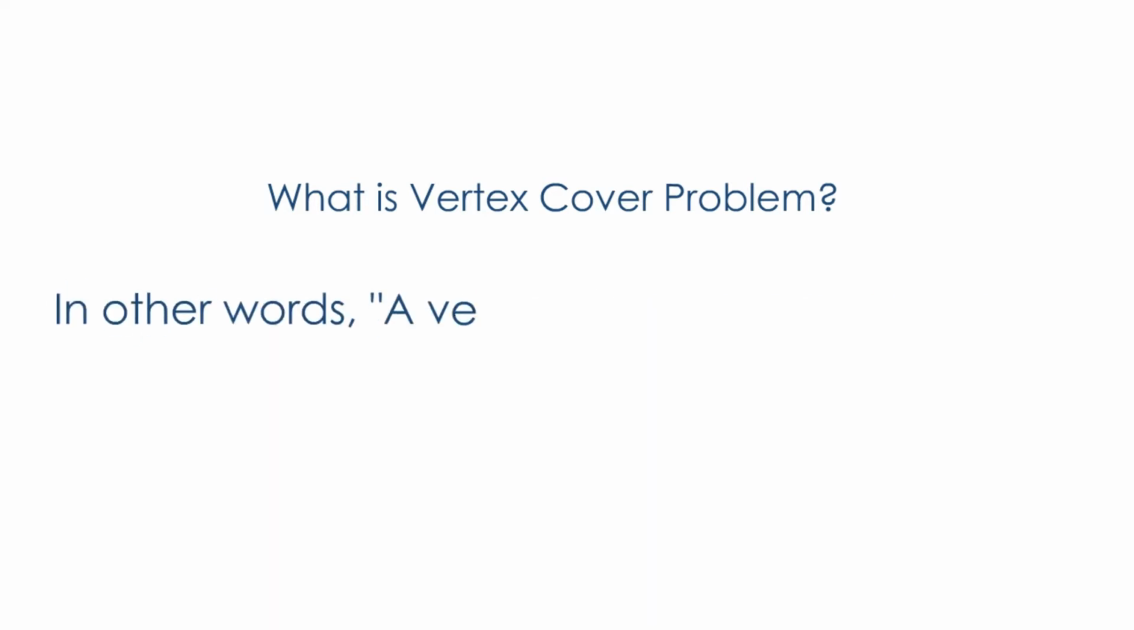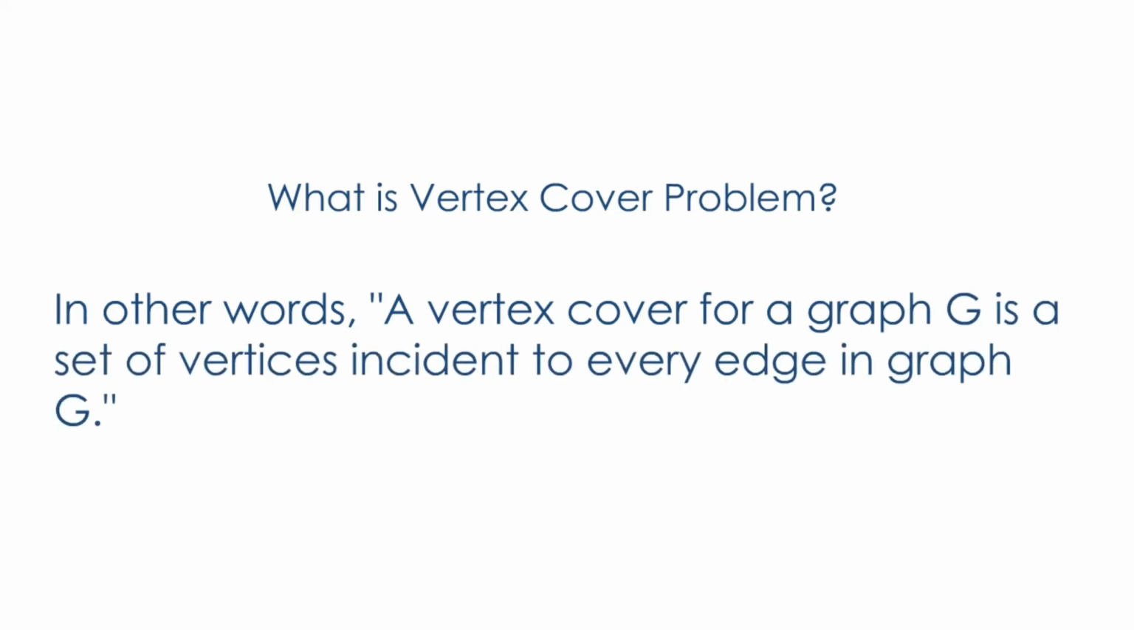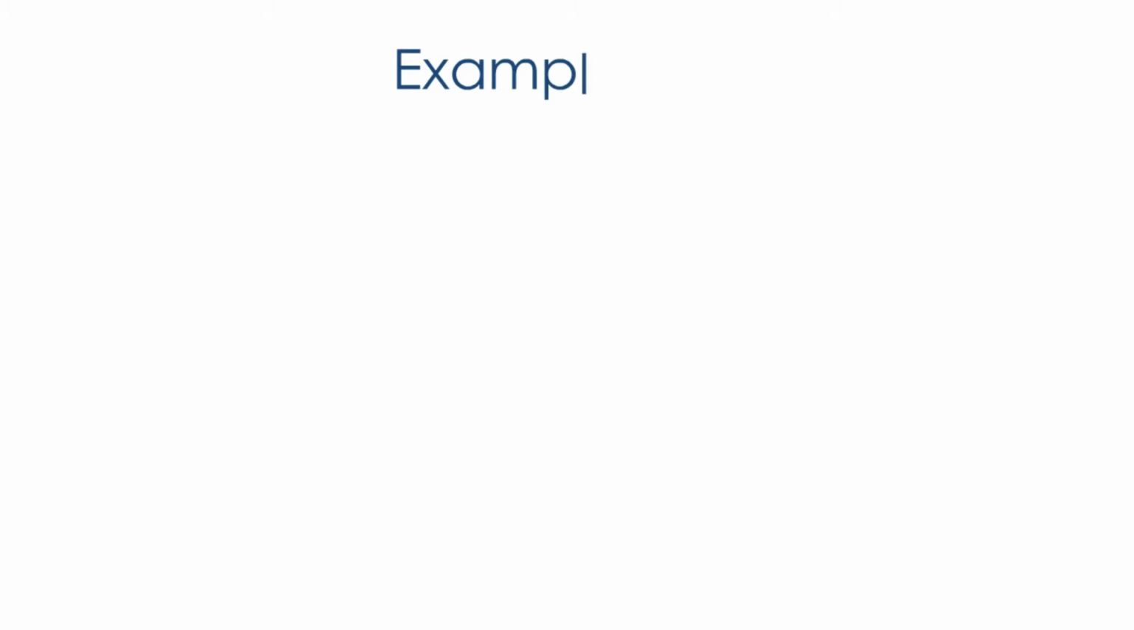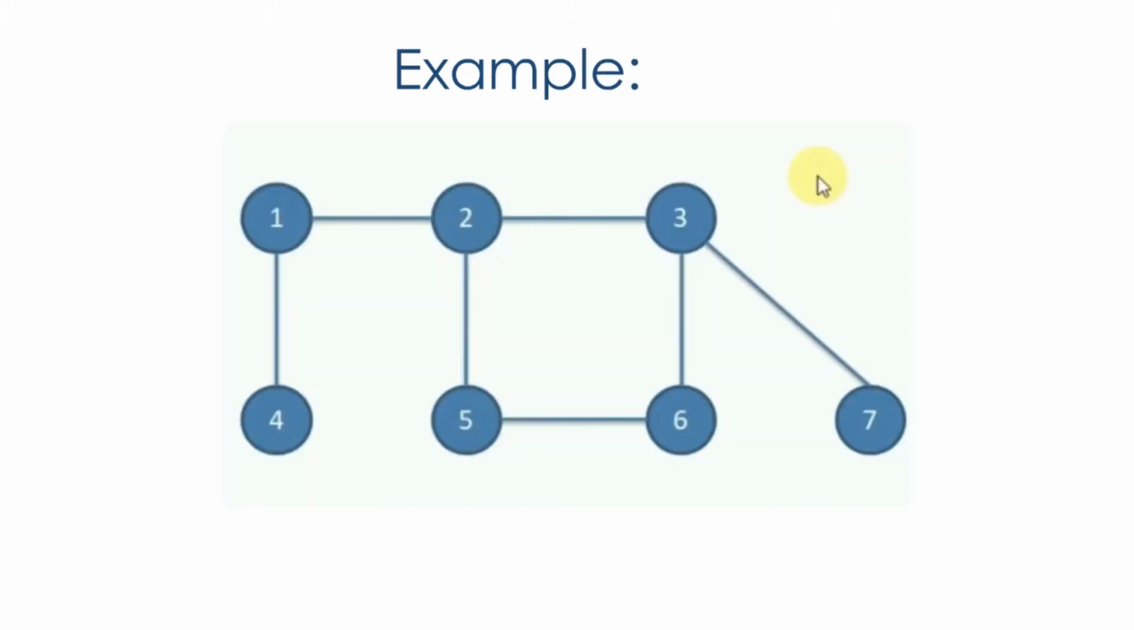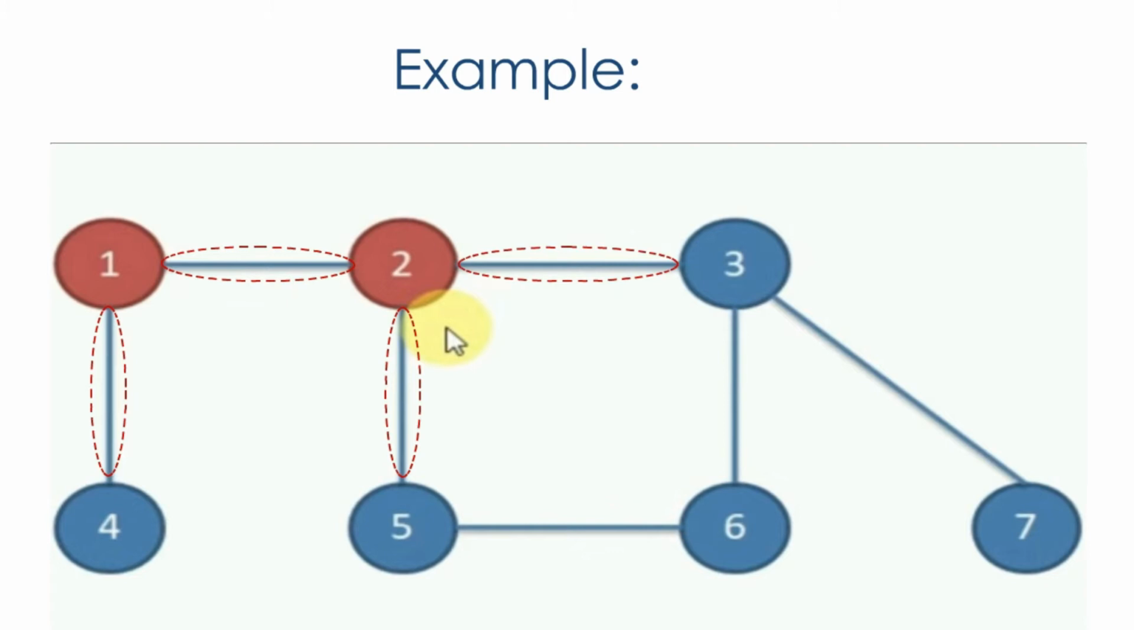In other words, a vertex cover for a graph G is a set of vertices incident to every edge in graph G. For example, given an undirected graph, we try to find the vertex cover with minimum size. In the graph, there are 7 vertices and 7 edges, so let's start to find the vertex cover. In the first step, we choose vertices 1 and 2, and we can see that it is covering only 4 edges out of 7, therefore, it is not a vertex cover.